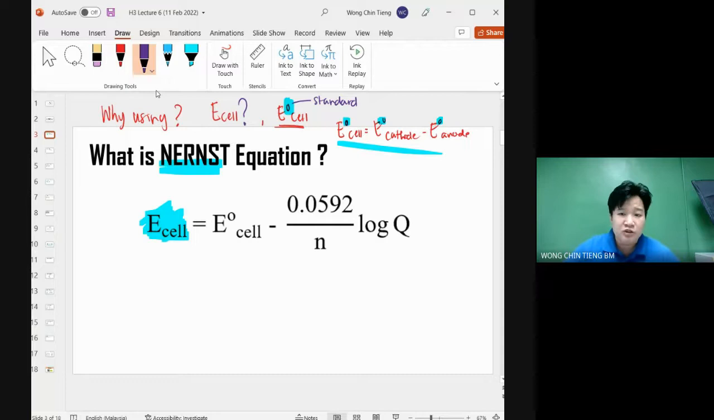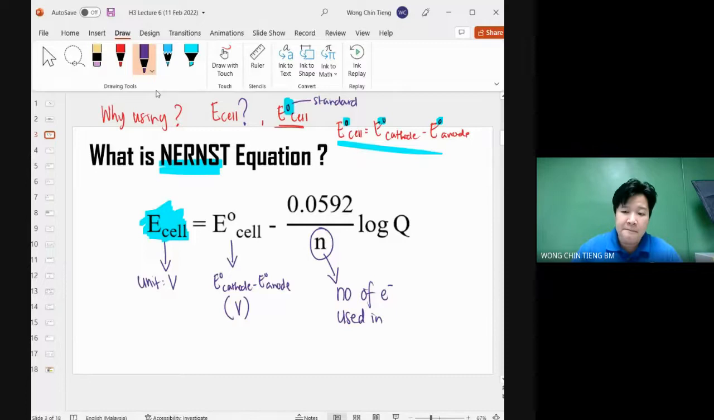So, let's understand the Nernst equation over here. So, that is your E cell. Unit akan jadi watt. Alright? The unit masih adalah watt. Your E not cell, formula E not cell adalah E not cathode minus E not anode. Ni adalah E not cell kamu. Sama unit adalah watt. Okay. So what would be your N? Your N over here is the number of electron used in balance half equation, used in overall equation. Alright. That is your N.